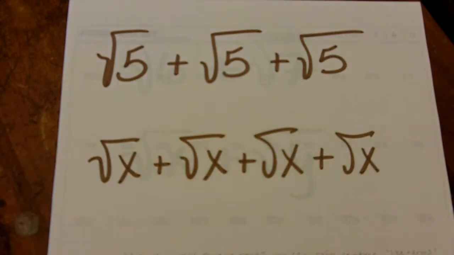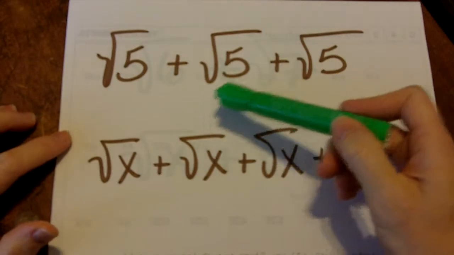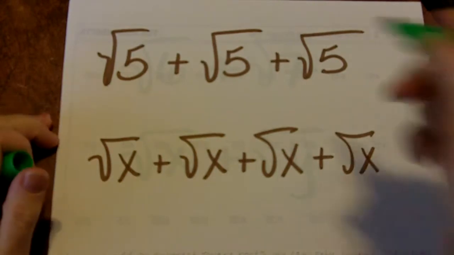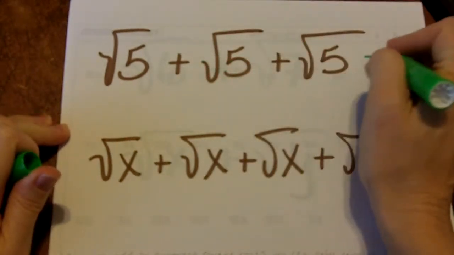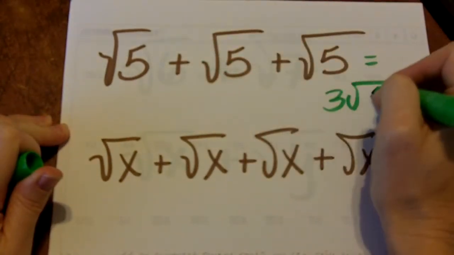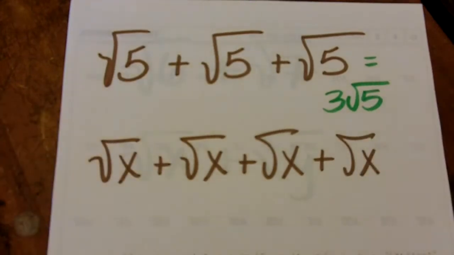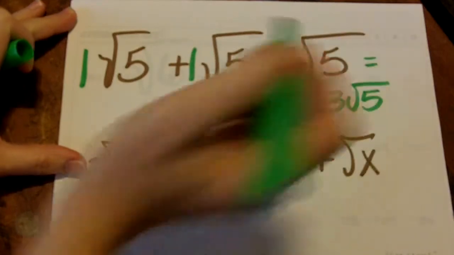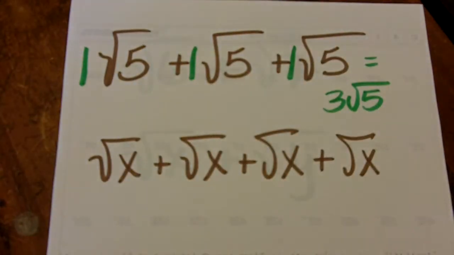So for instance, if you had the square root of 5 plus the square root of 5 plus the square root of 5, it's like adding x plus x plus x, or apple plus apple plus apple. In other words, you just have 3 of what you're adding. Okay, so this would simply equal 3 times the square root of 5. It might help you to put a 1 in front of that radical so you know that you're adding those together and you end up with 3 of them.